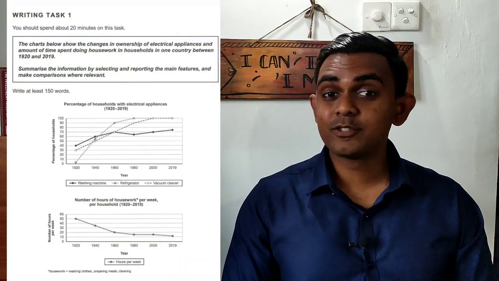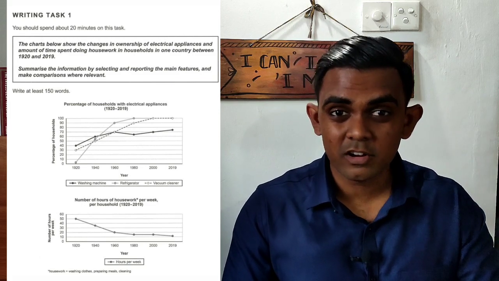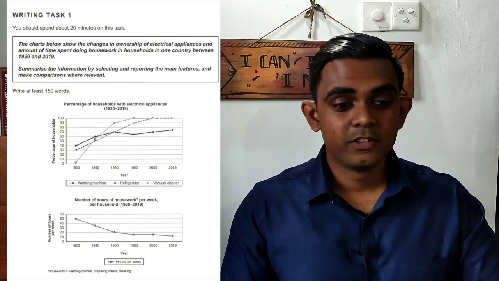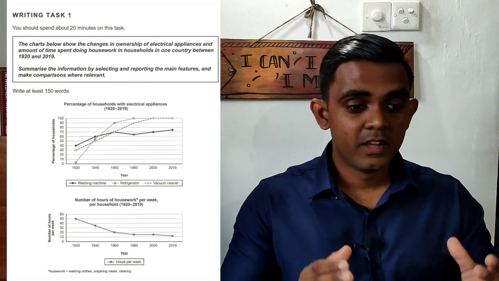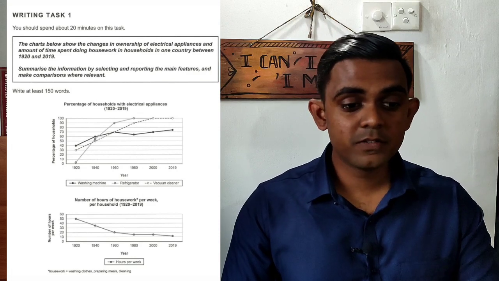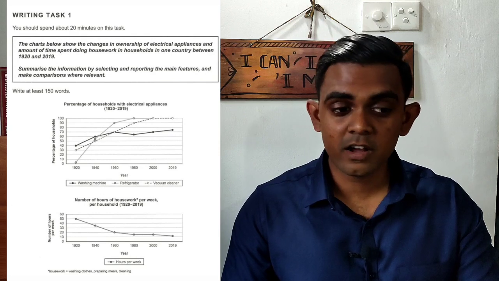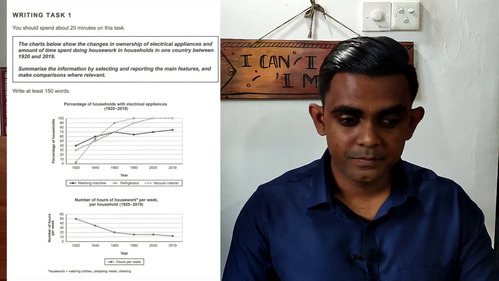All right. So now let's go back to the question and see how we can write an answer in the proper structure, sticking to the marking criteria. So this is the question. We read the question already, but let's read it again. The charts below show the changes in ownership of electrical appliances and the amount of time spent doing housework in households in one country between 1920 and 2019.